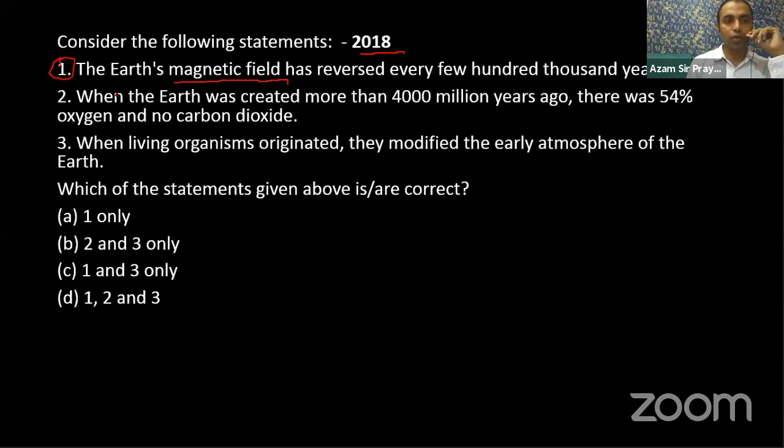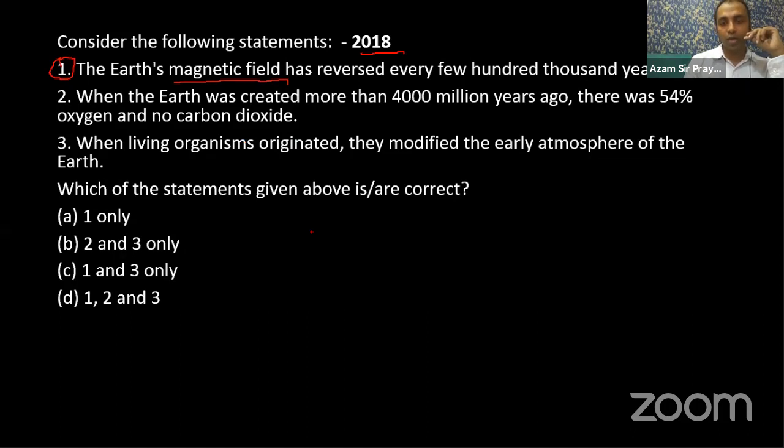Okay, let us consider no one knows. Second statement, it may be right, it may be wrong, we don't know. Second statement: when the earth was created more than 4,000 million years ago, there was no oxygen, and over here it says no carbon dioxide. So over here, do you think this statement should be correct? Yes, there was 54% oxygen and no carbon dioxide.